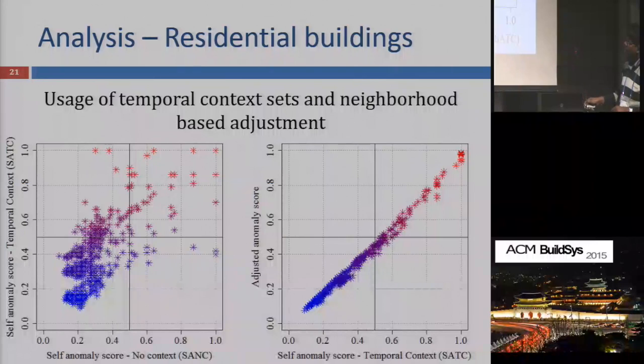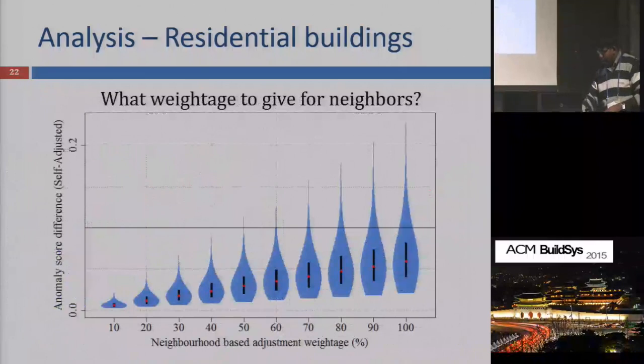And this is the same plot when we plot the self anomaly score without context and the anomaly score using context. This is a very clear indication of where this algorithm is not performing so well. The reason is the diversity of usage patterns among residential buildings, because the adjustment factor is very narrow here. And this is the same violin plot. In this case, even when we assign different weights, it is not saturating anymore, and this difference is also very minute, hardly 0.5, 0.6.